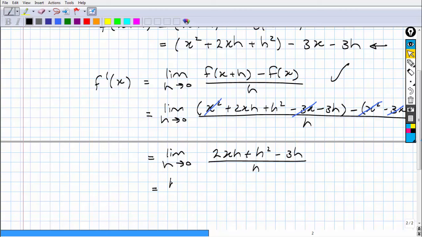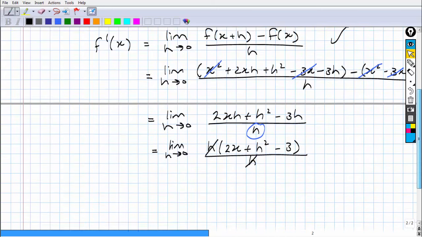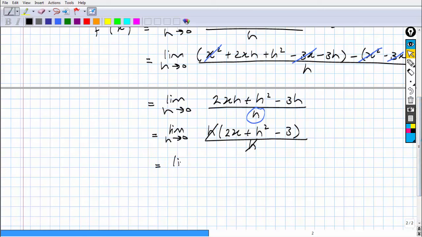Now, because we only have h's left, the limit as h tends to 0, we still have a problem with this because we can't divide by 0. So we've got to get rid of that. And we can do that by taking h out as a common factor: h times 2x plus h minus 3, divided by h. And we can take h out as a common factor because the only thing we have left is terms with h's. Those two then cancel, and because we no longer have a divide by 0, we can simply say the limit as h tends to 0 of 2x plus h minus 3.